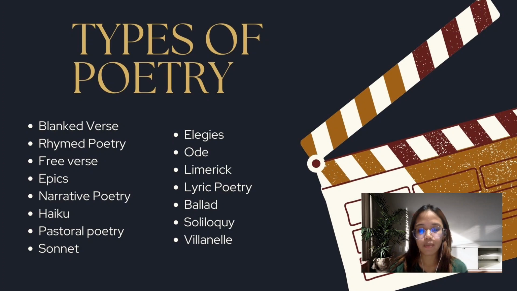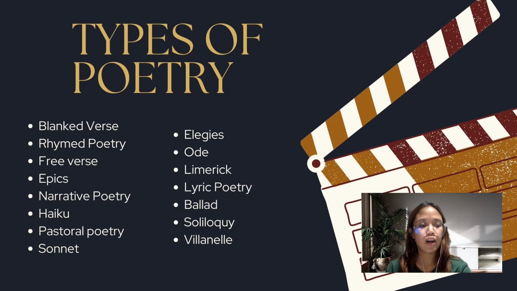Soliloquy is a type of poetry wherein the character in the poem expresses his or her thoughts and feelings. And then lastly, we have villanelle. Villanelle is a three-line stanzas and has a final quatrain. So those are the types of poetry in a general matter.